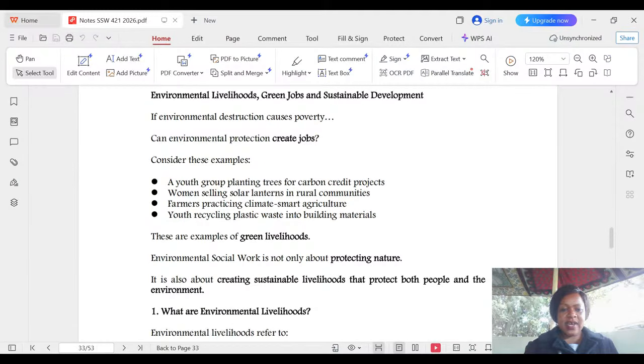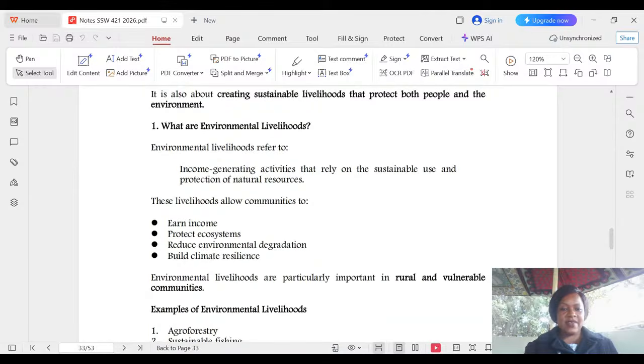So let's look at these environmental livelihoods. Environmental livelihoods are income generating activities that rely on the sustainable use and protection of the environment. So you use and you protect, you use and you protect. Like in any valuable relationship, any relationship that you expect to succeed, you gain from it and you protect it. You can't just keep abusing it.